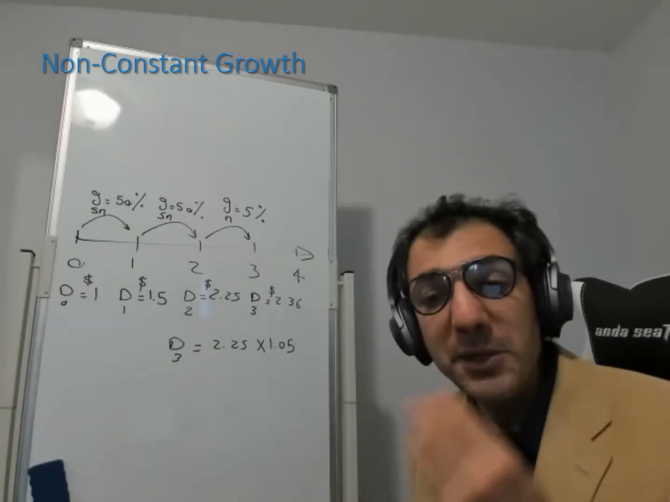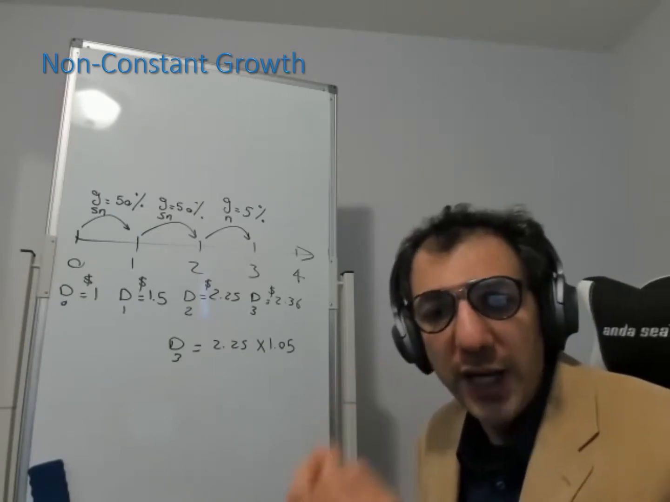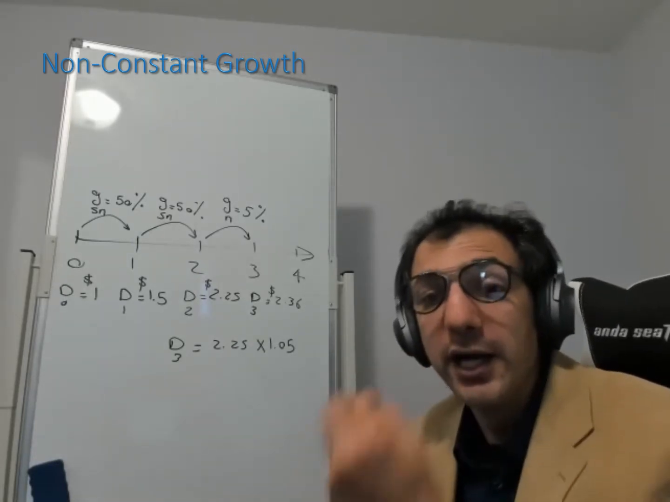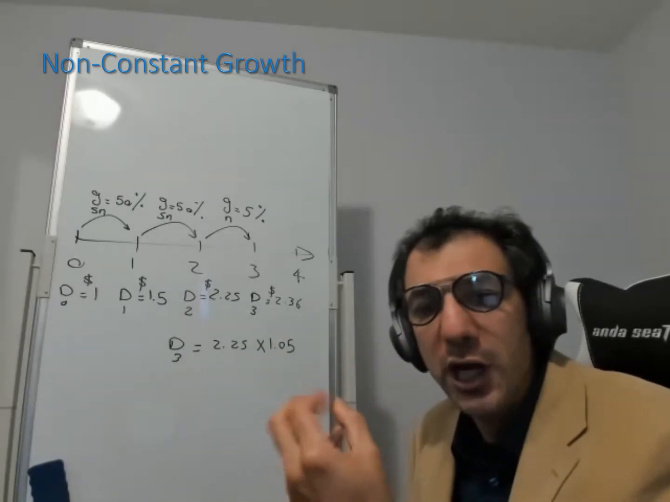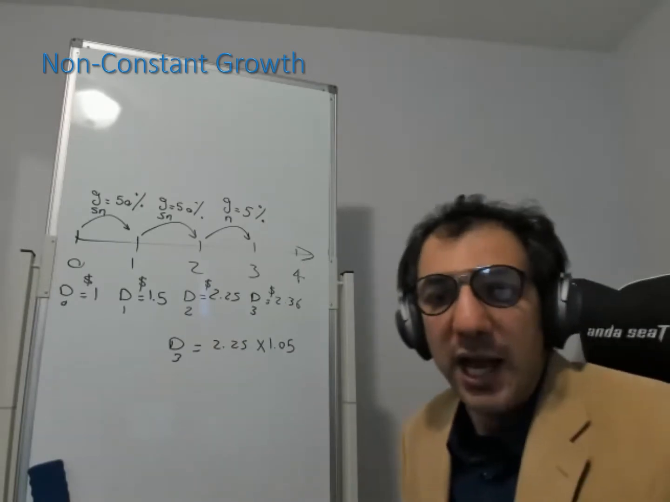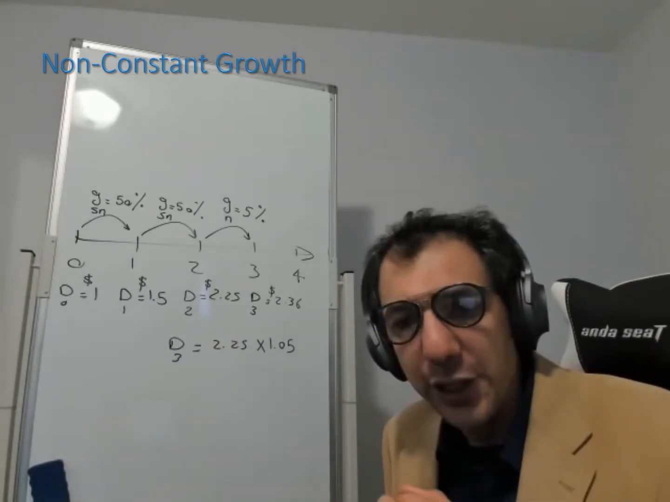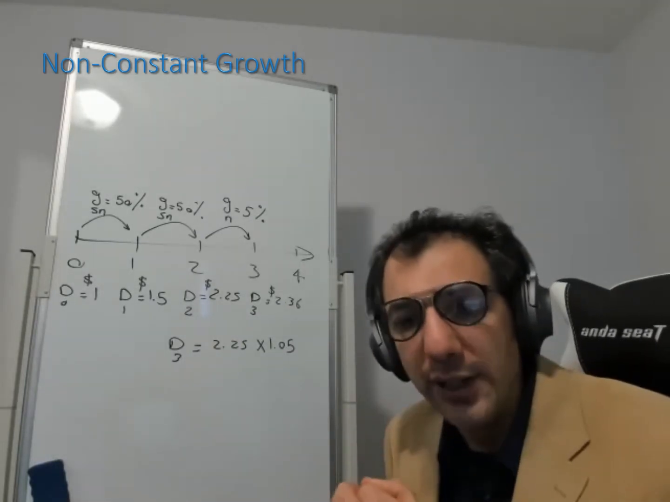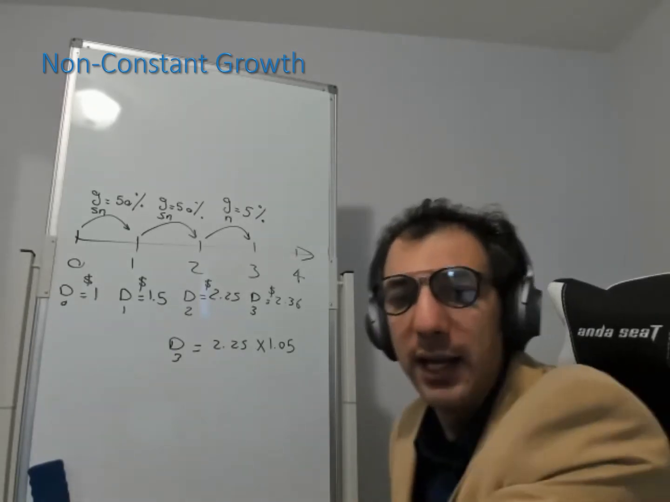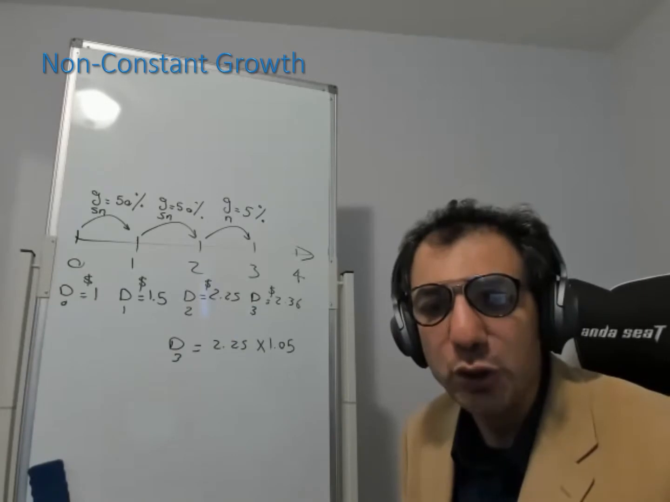Now, I mentioned there are 2 stages to calculate the present value of stocks when the dividend is not growing constantly. In this case, in the first stage, you need to find the stock price at the time when the dividend growth is getting back to normal.